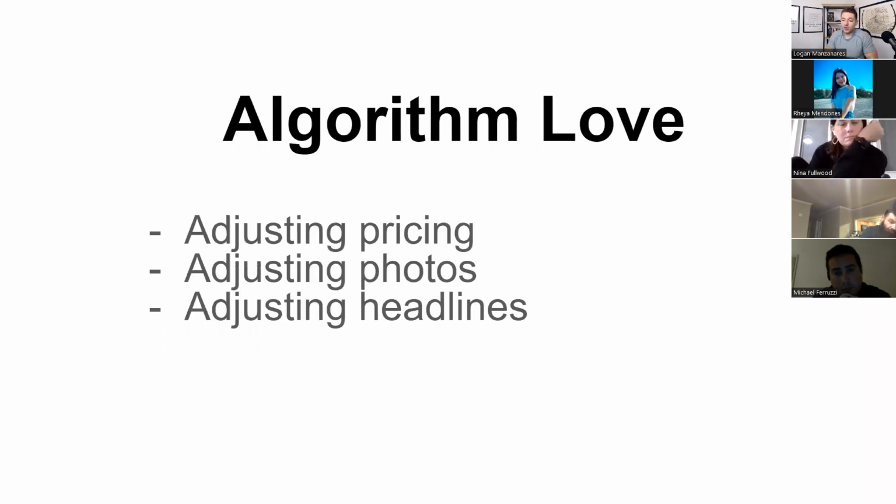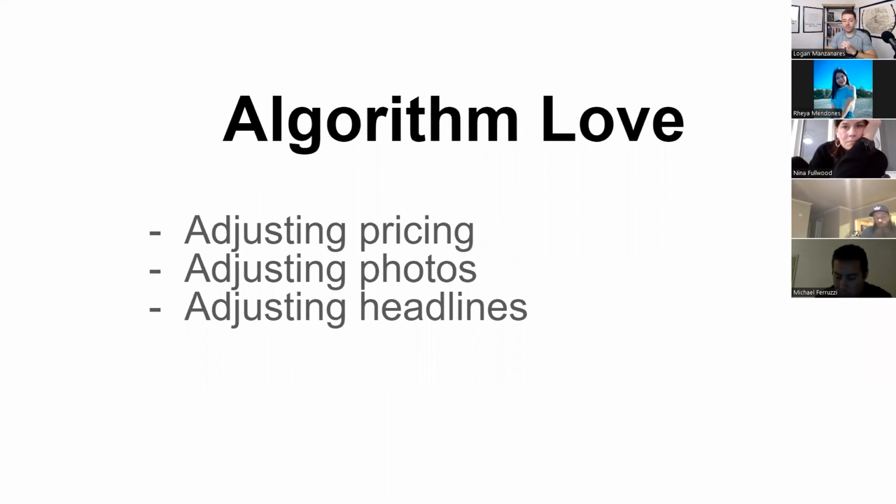And then the last thing I'm going to share with you is a little bit about algorithm love. This is specifically for Airbnb. I'm sure it'll probably work on other platforms, but I know specifically on Airbnb, it helps a ton. Airbnb loves active hosts. And what Airbnb currently sees as active hosts is somebody who's adjusting their prices, someone who's adjusting their photos and adjusting their headlines.